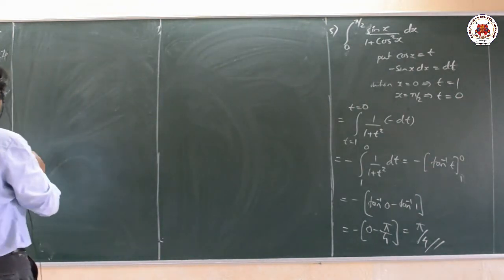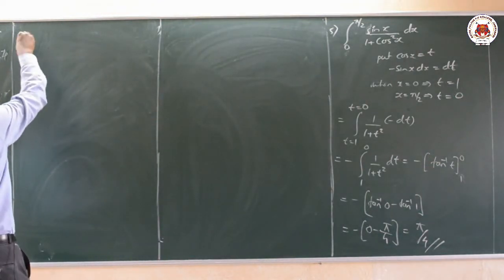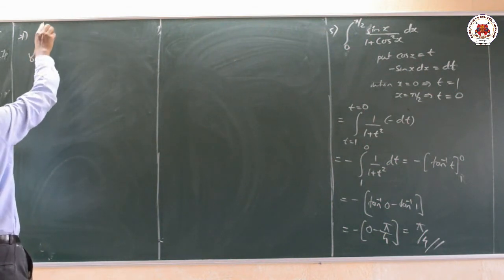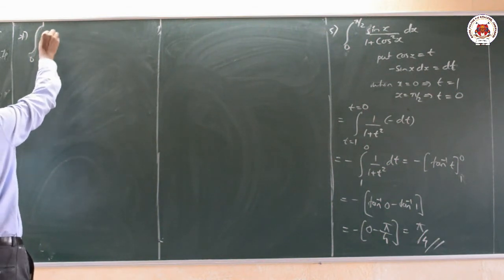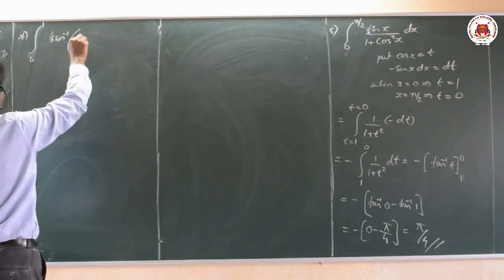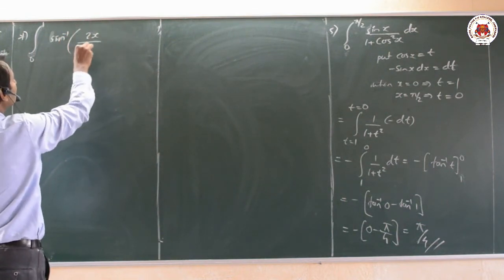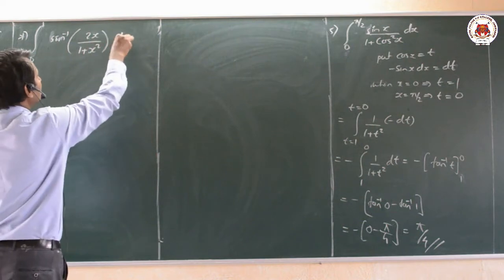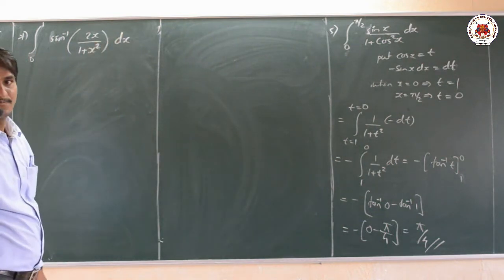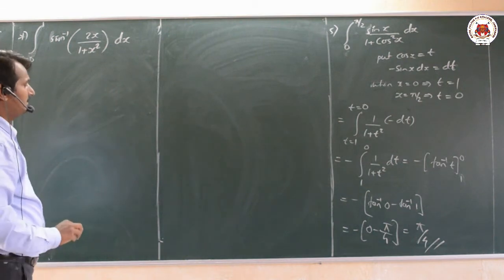What is the next example here? That is the integration from 0 to 1 of sine inverse of 2x divided by 1 plus x square into dx. 2x divided by 1 plus x square dx. Now here, how to solve it? It is very, very simple.